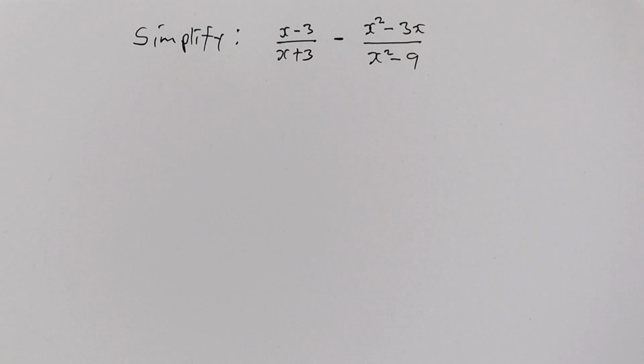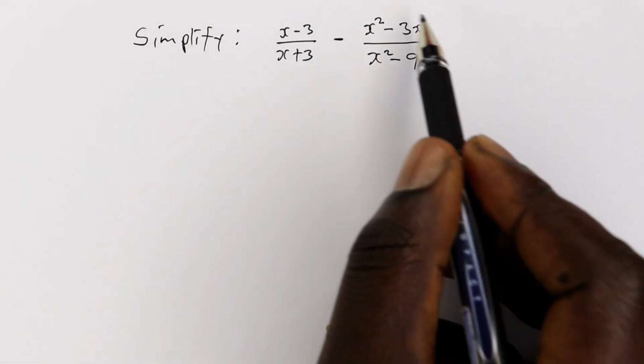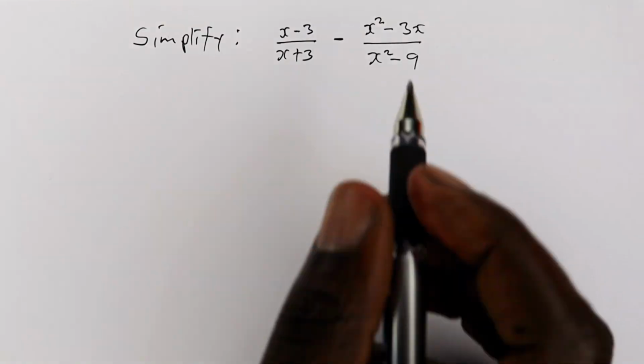Simplify (x - 3)/(x + 3) - (x² - 3x)/(x² - 9). So the first thing we're going to do is rewrite this second expression using the quadratic identities.